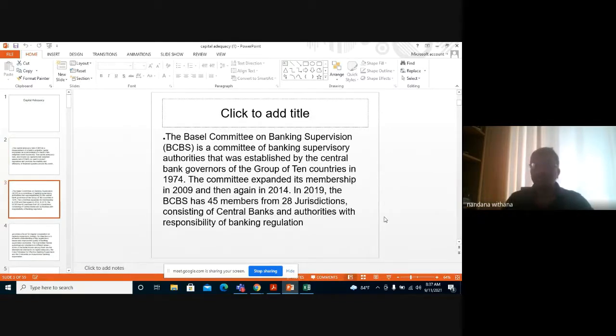There is a city called Basel in Switzerland where all the bankers get together and decide on certain bank regulatory requirements. Basel Committee on Banking Supervision is a committee of banking supervisory authorities that was established by central bank governors of the group of 10 countries in 1974. Okay, central bank governors, they get together and take decisions, especially in year 2008, the three alchemists, what we call them, that's how we call them.